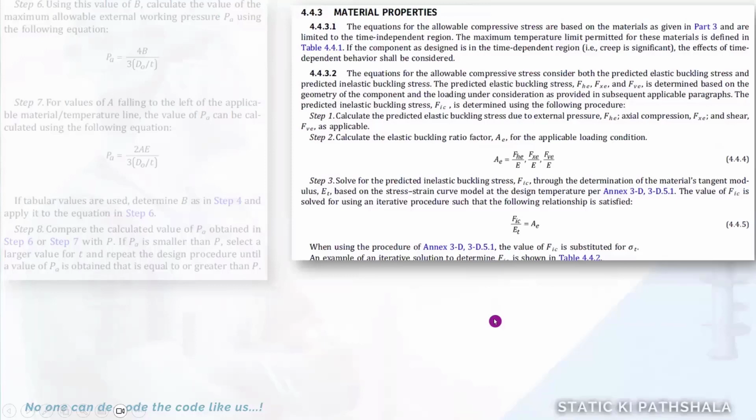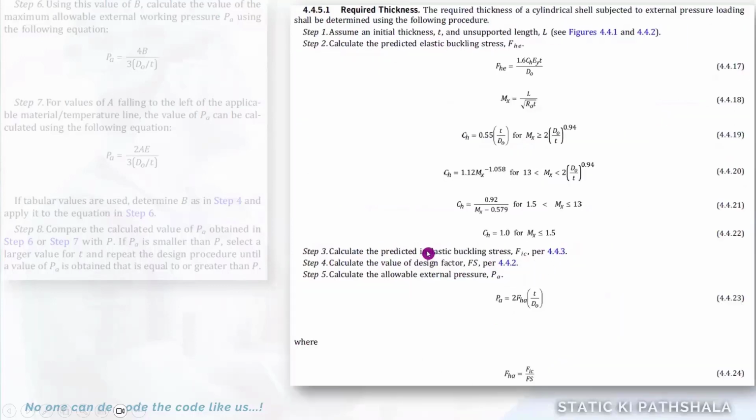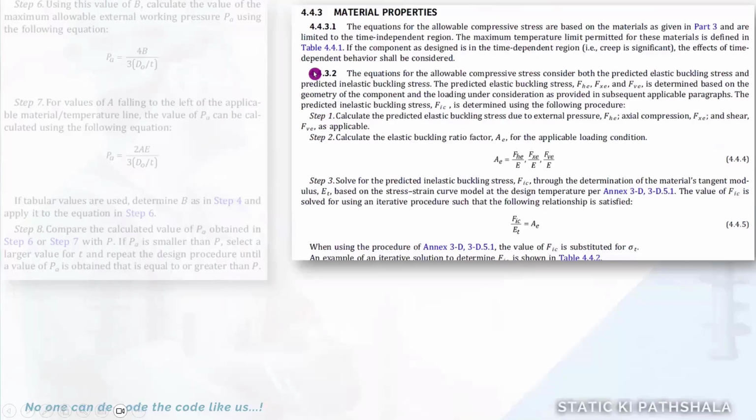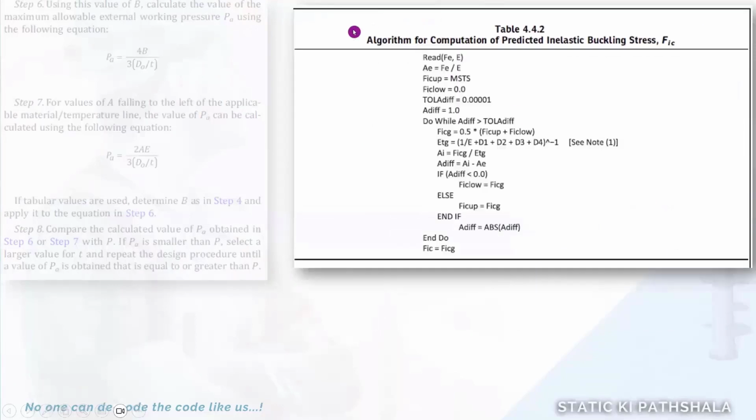When it comes to the FIC calculation, which is inelastic buckling stress, we have to use 4.4.3.2. These are just the numbers. We are not covering this in detail. We are just showing how the calculations differ between Division 1 and Division 2. Division 2 is way more detailed as compared to Division 1. Here FIC upon ET is equal to AE. FIC is what we have to calculate, and for that, they have given the methodology in Annexure 3D and 3D 5.1. This is the program they have given.